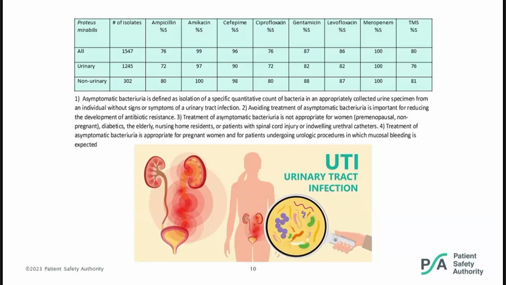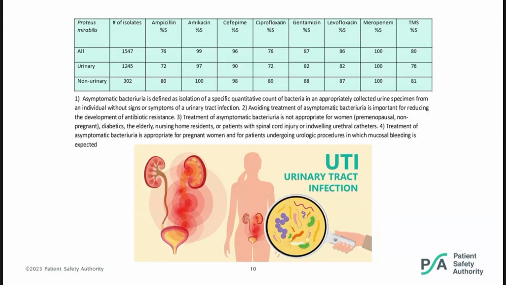And this is going to demonstrate how the resistances can be different. So for all, we have 547 isolates. And so if we look at ampicillin in all, we have a percent susceptible of 76. But yet for our non-urinary, we have a susceptibility of 80. Amikacin, all, we have 99%, for urinary, 90%, and non-urinary, 100.